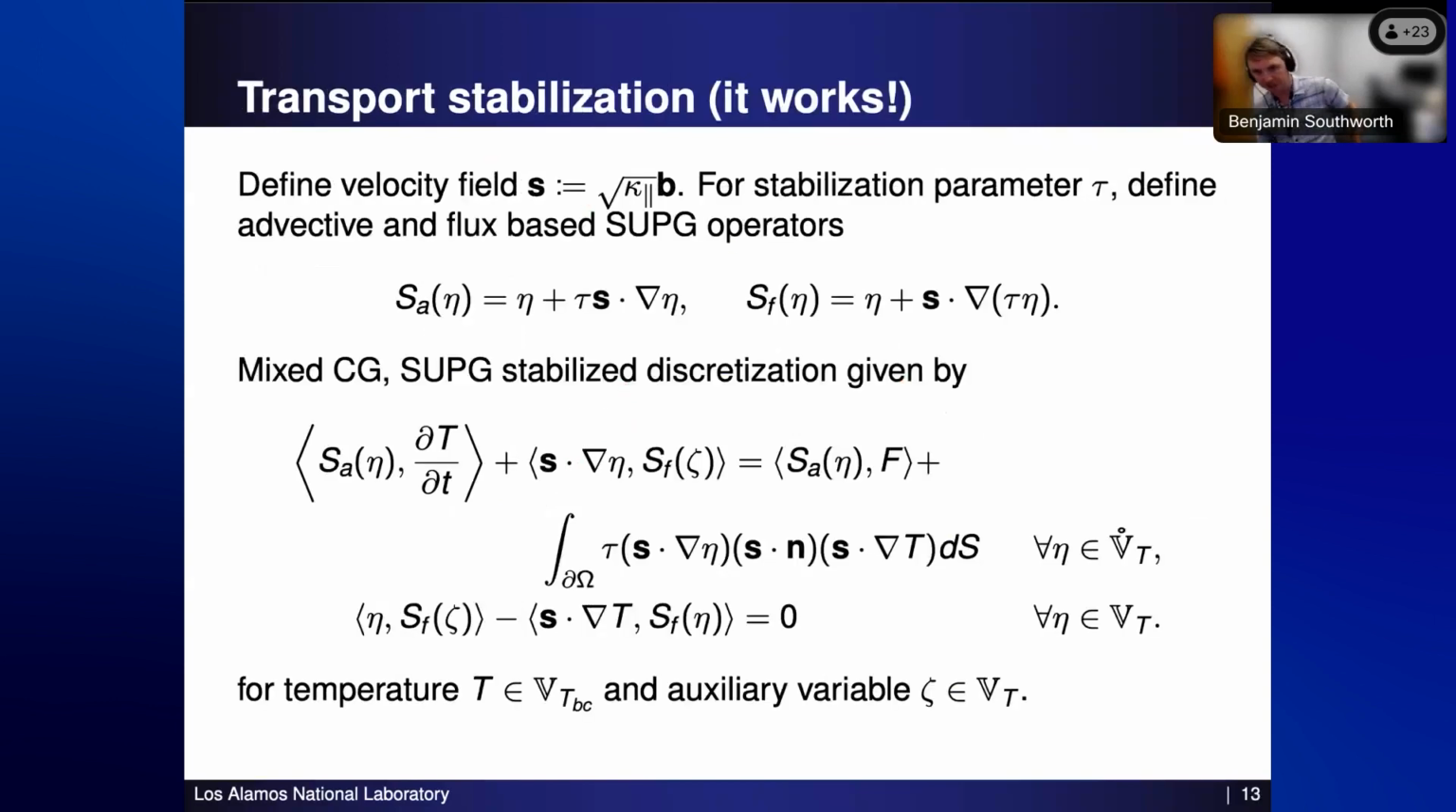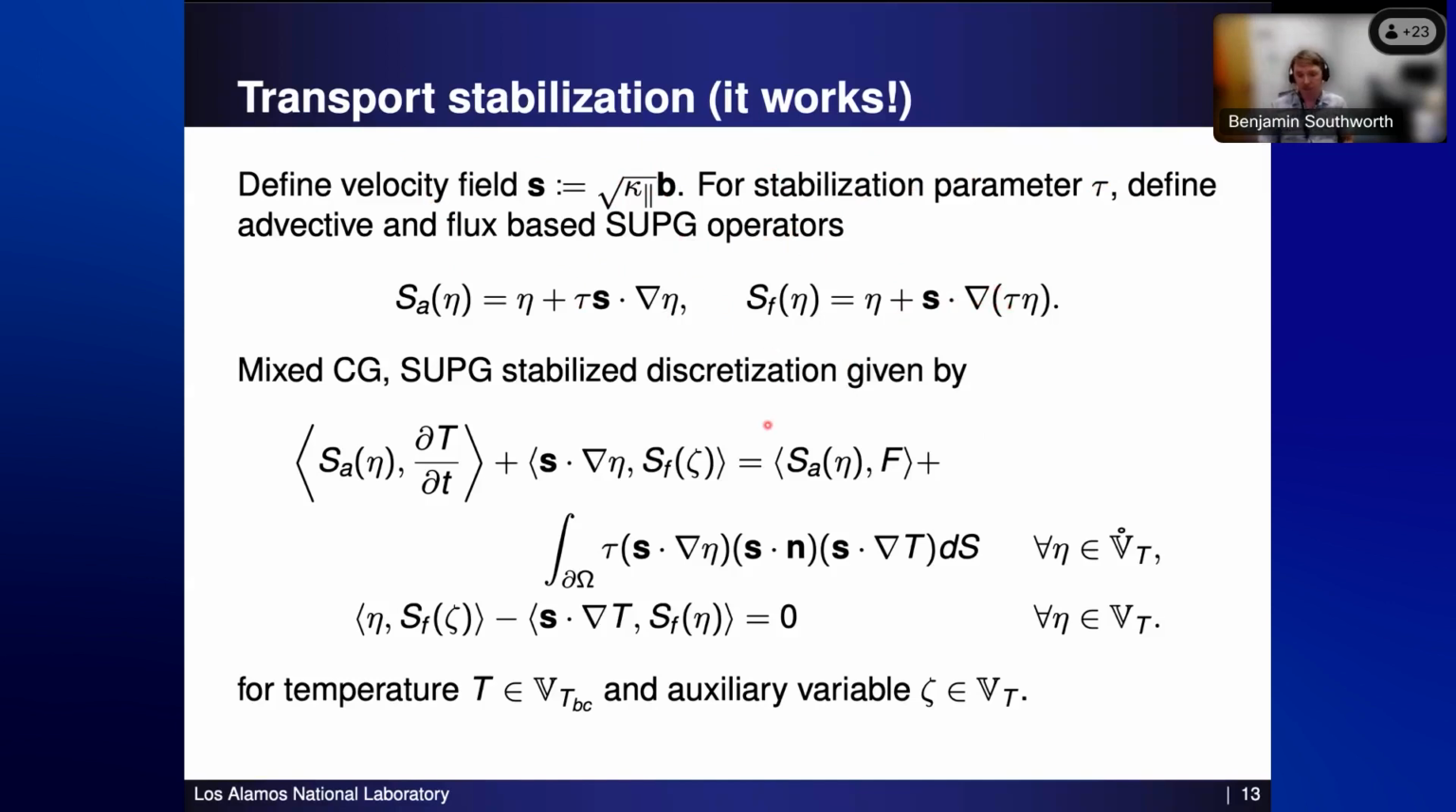And so transport stabilization, we discovered that it works really well from the discretization perspective for DG elements. So we're going to try the same thing here. And the analog that we're working with is using SUPG stabilization. To do this, we define our velocity field S as effectively the appropriately scaled magnetic field direction. And we have the SUPG stabilization parameter tau, and we define two SUPG operators. We call them the advective and the flux-based SUPG operator. And they're similar, and one is just the tau is inside or outside of the gradient.